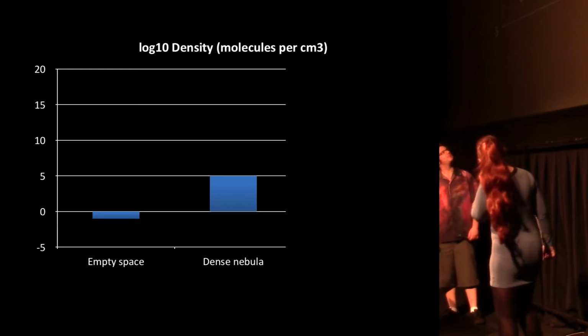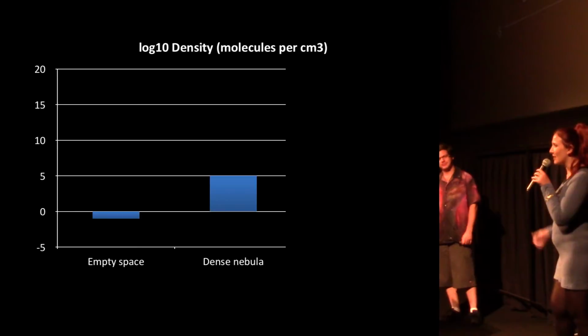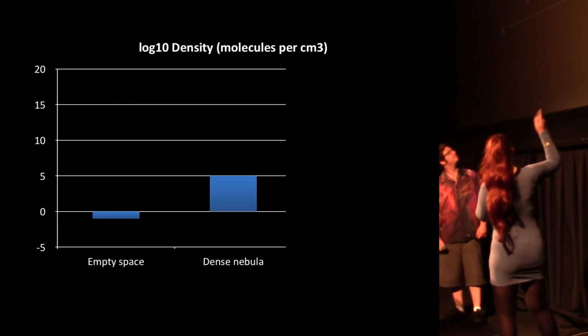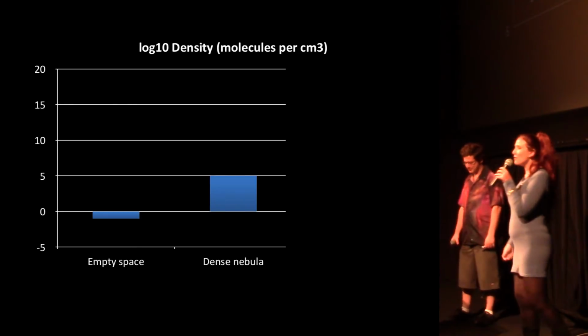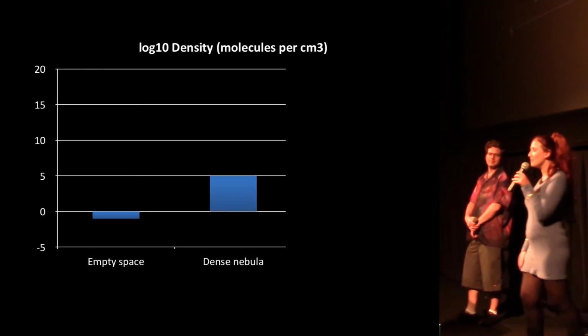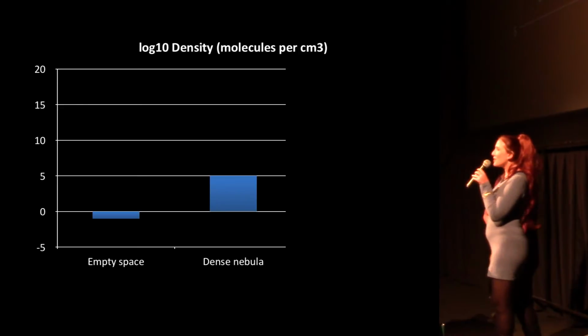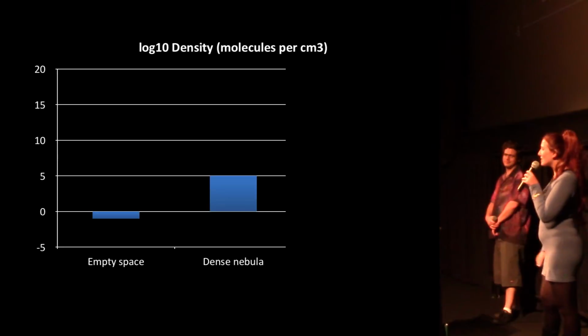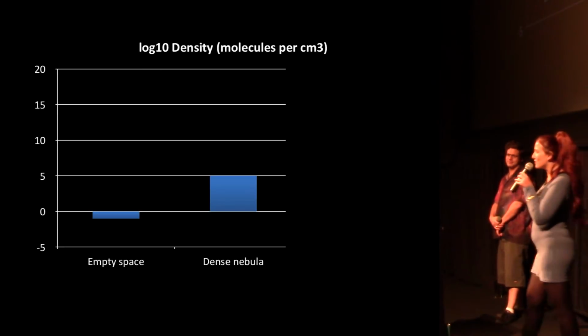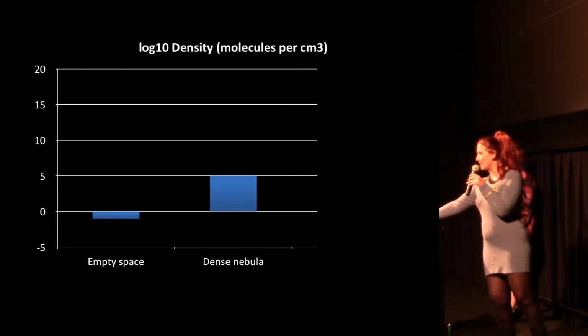This is a log plot, by the way, so 1 means 10 times higher. You wouldn't be able to see these if they were on a linear plot. So you think, okay, nebula is a lot denser than empty space, right? Well, it just so happens that certainly in the reboot verse, we've seen the Enterprise move through something an awful lot more dense than that nebula.